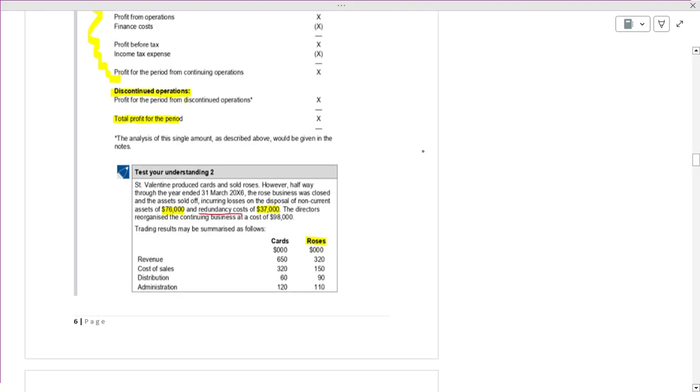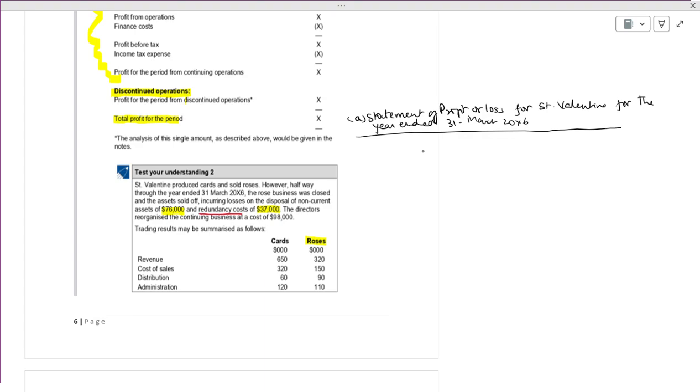Start writing. Statement of profit or loss for Saint Valentine for the year ended 31st March 2006. My handwriting is not that much good, but I am writing my best.